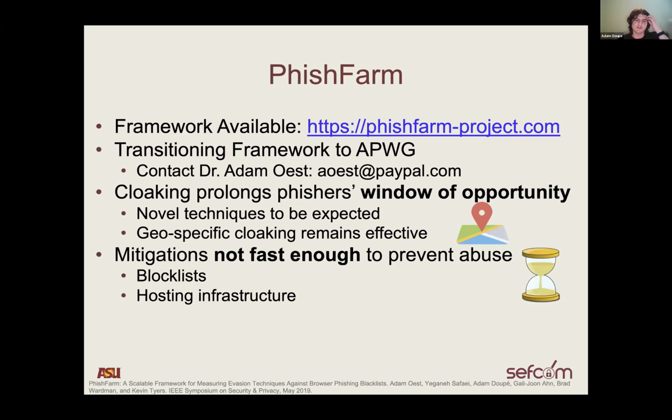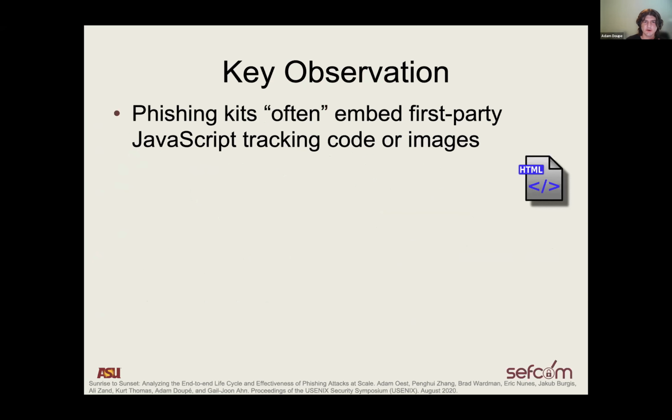And really the outcome of this was that mitigations were not fast enough to prevent abuse, even though we've built up this beautiful ecosystem where we detect something, and once it's detected, it gets distributed to blacklists and to browsers. That is not fast enough to prevent abuse, and we know that it's a fact, right? Because abuse is still happening even with these systems. And so that led us to our next project, which we presented at USENIX 2020.